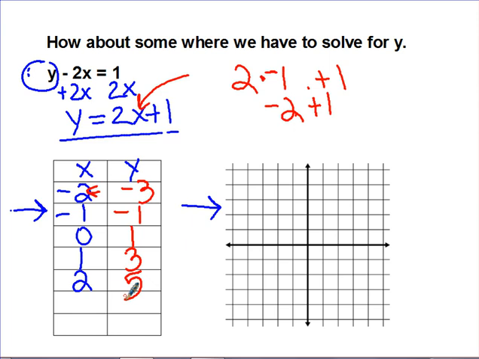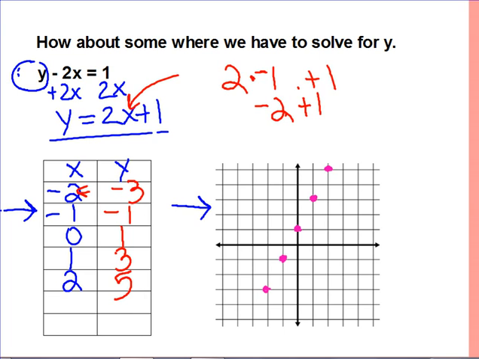Now let's see how you did on the graph. The point negative 2, negative 3 should be over 2, down 3. Then negative 1, negative 1, 0, 1, 1, 3, and then 2, 5. Again, I'm pretty sure I did my graph correctly because it turns out to be a straight line. Double check your notes to make sure you have this t-table and this graph completed correctly.